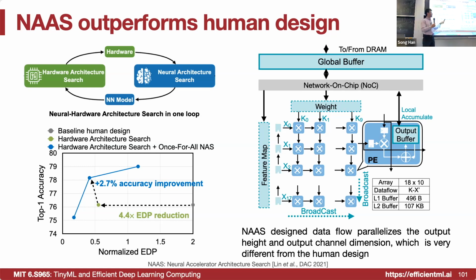On the right-hand side, it's basically showing the NAS designed dataflow, which chooses to parallelize the output height and also the output channel dimension, which is quite different from the human design. It also chose the buffer size to be 496 bytes, and the auto buffer size to be 107 kilobytes. So none of these are manually specified, but come through this data-driven approach from this neural accelerator architecture search.